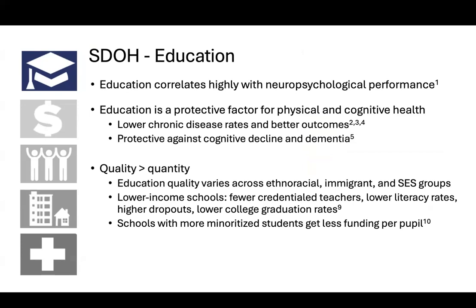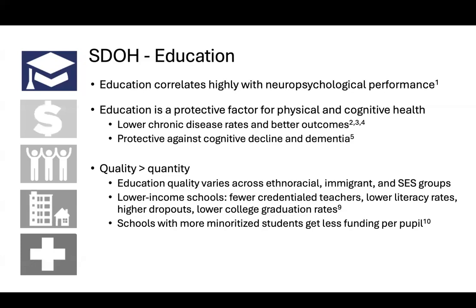So to first start with education: education quality and access, or how much someone is able to learn in school, correlates very highly with how they will perform on our neuropsychological tests. Education is a protective factor for physical and cognitive health. Completing at least some college is associated with lower risk of chronic disease. Higher education is associated with lower 5-year mortality rates and the least morbidity from chronic illnesses. And education is also protective against future decline and dementia, including Alzheimer's disease.